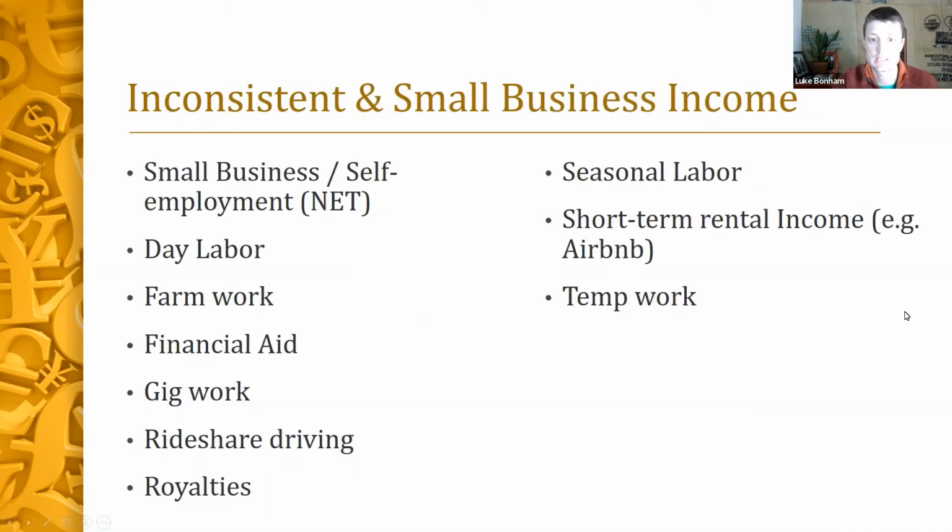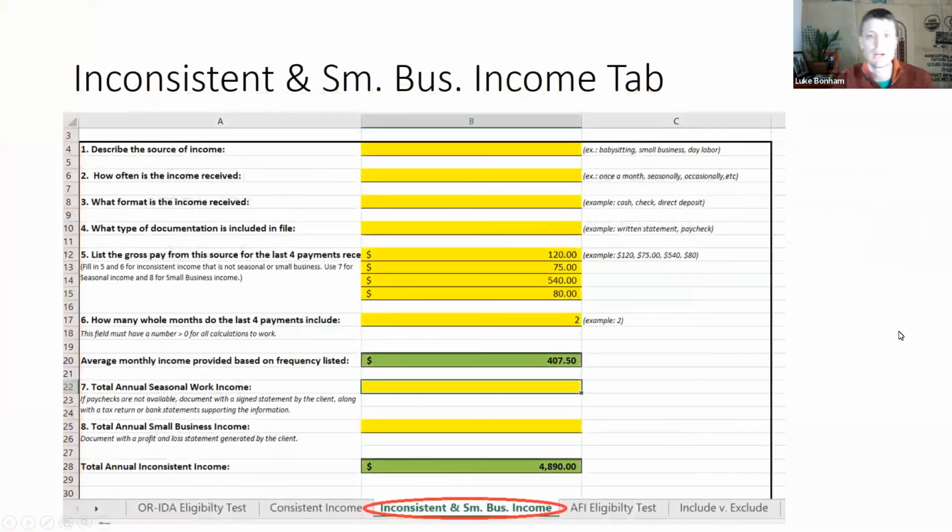Now on to the inconsistent or small business income. Here are some examples of what should be included. National data tells us that 1 in 5 households experiences income volatility, moderate to significant income fluctuations from month to month. And so we should be expecting to navigate inconsistent sources of income as well. Find the inconsistent and small business income tab.